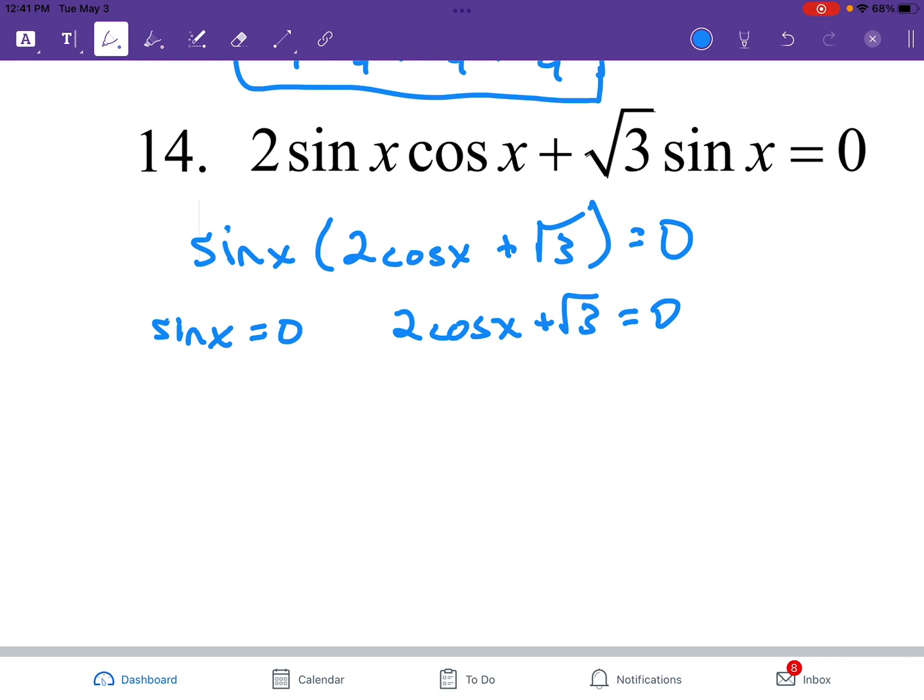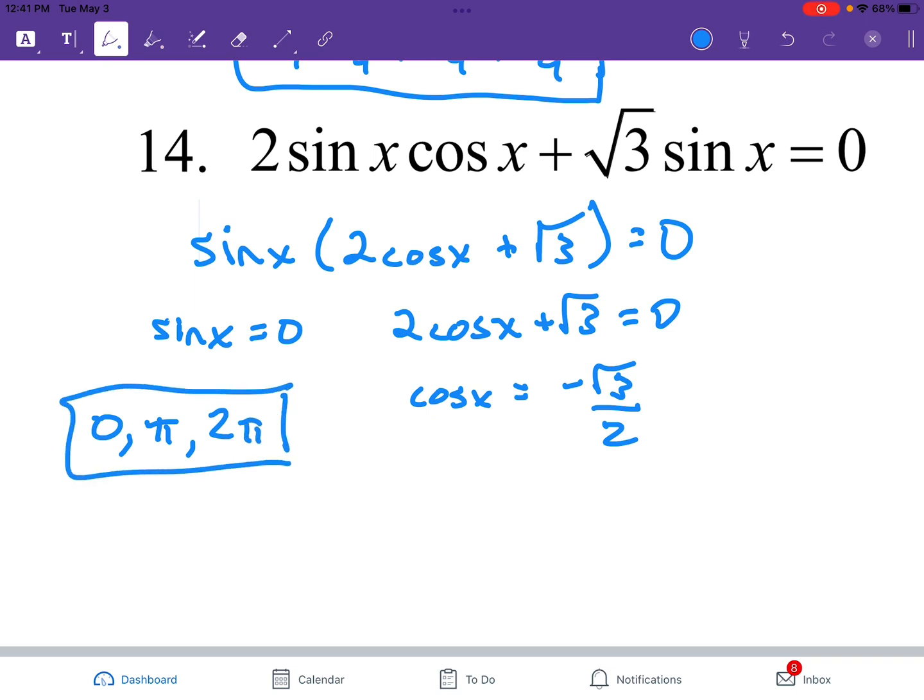The first one's done, sine of x equals 0, right? But we have to solve the other one. So we're going to subtract 3 and divide by 2. So where does sine of x equal 0? It's only in 2 spots. Actually, it's in 3 spots, sorry. 0, pi, and 2 pi.